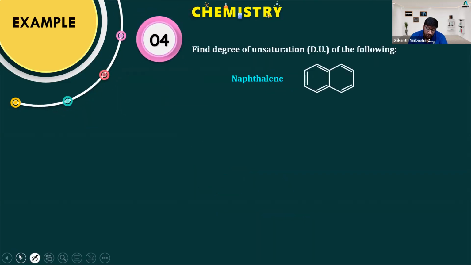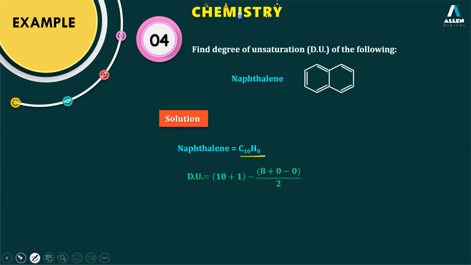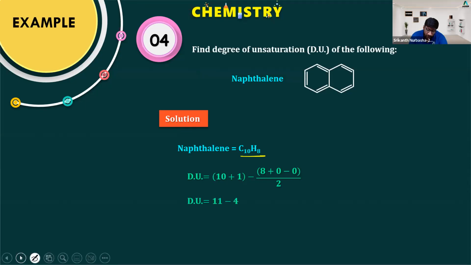Naphthalene. Try to look at the naphthalene. So this is naphthalene, C10H8. So degree of unsaturation is equal to 10 plus 1 minus 8 plus 0 minus 0, whole divided by 2. That means 11 minus 4, you will be getting 7. So if you look carefully, 5 pi bonds are there and 2 rings are there. That is the degree of unsaturation in this particular compound.